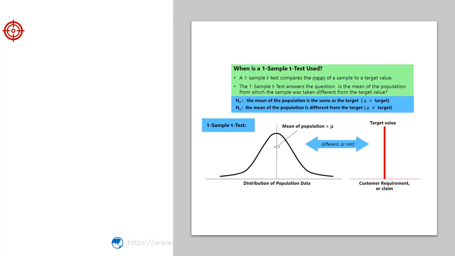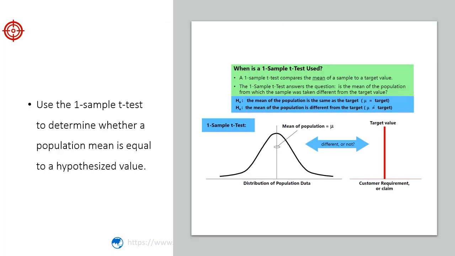We can use one sample t-test to determine whether the average weight of filled propane tanks is equal to the 10 kilogram target. In general, one sample t-test is used to determine whether the population mean is equal to a hypothesized value. To use this test, we need the data that are both numeric and random.